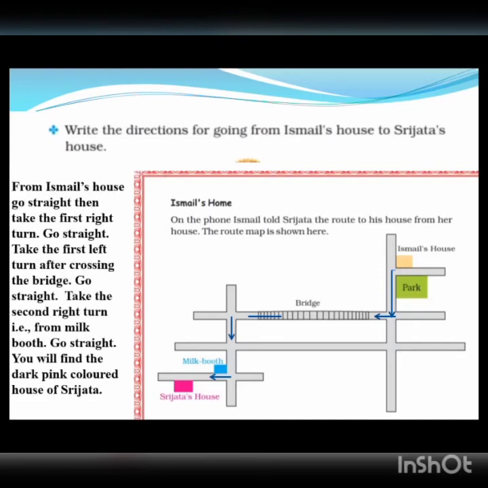Here is the direction. Let's do one more time. You can verify in your textbook also. From Ismail's house, go straight, then take the first right turn. Go straight, take the first left turn after crossing the bridge. After that, go straight and take the second right turn, or we can say take the right turn from milk booth. Again, go straight. You will find the dark pink colored house of Srijata.